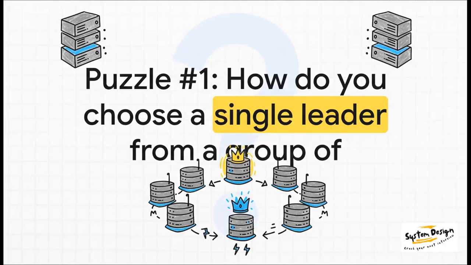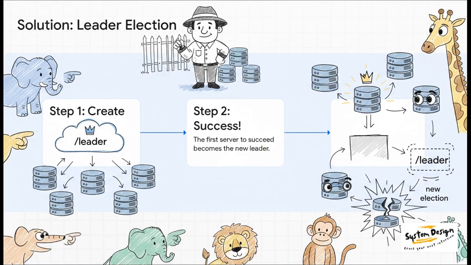Let's look at a couple of the most common ones. All right, first up, leader election. In a lot of systems, you need one server to be the boss, the leader, to call the shots for all the others. But what happens if that leader server crashes? How do all the other servers agree on a new leader without starting a digital civil war? The way ZooKeeper solves this is beautiful.